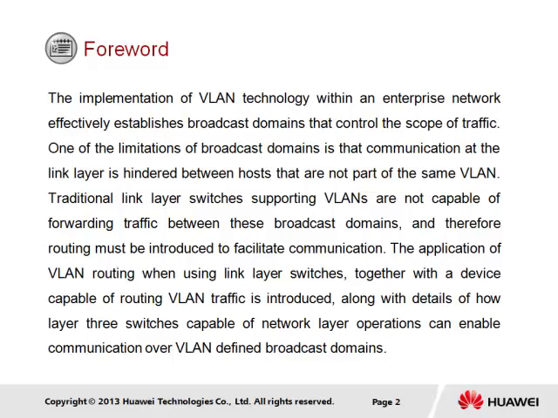Traditional link layer switches supporting VLANs are not capable of forwarding traffic between these broadcast domains, and therefore routing must be introduced to facilitate communication. The application of VLAN routing when using link layer switches, together with a device capable of routing VLAN traffic, is introduced, along with details of how Layer 3 switches capable of network layer operations can enable communication over VLAN-defined broadcast domains.